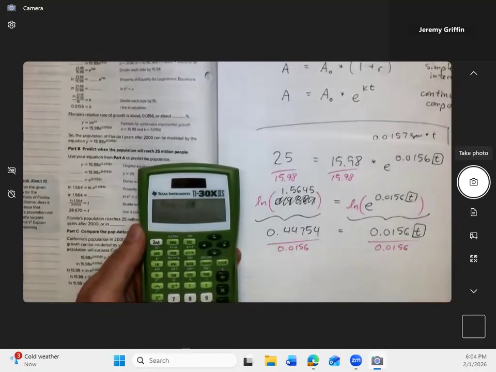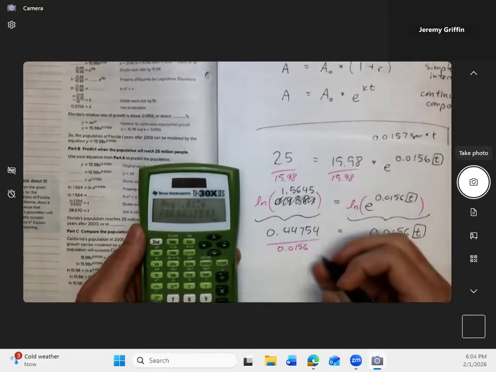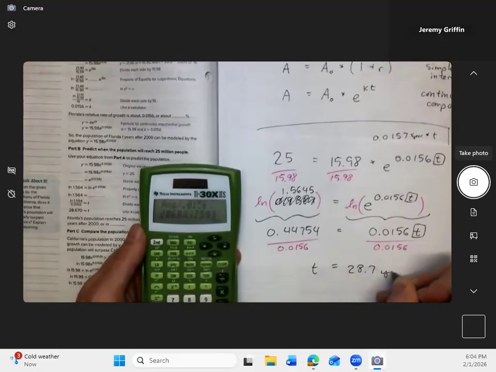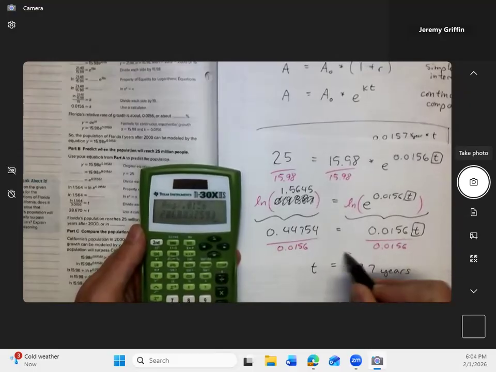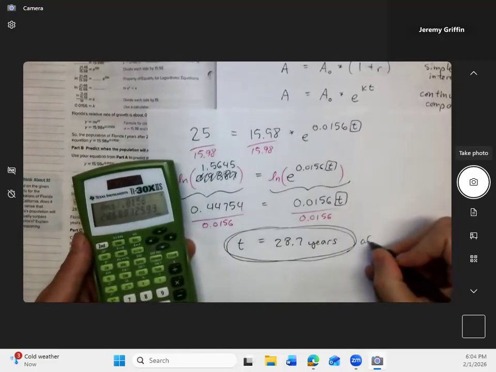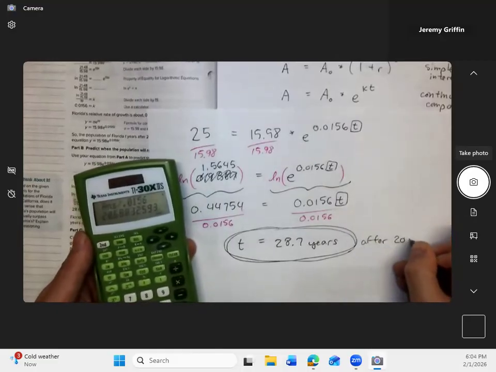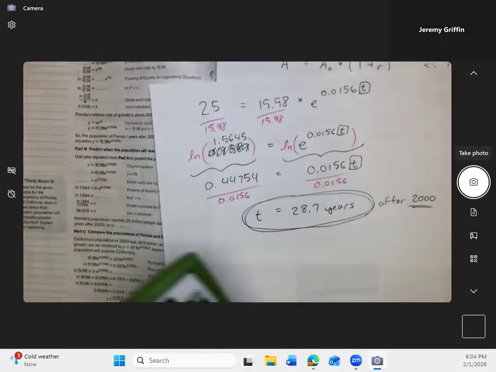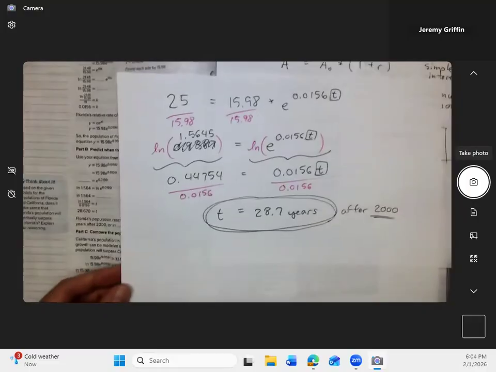Okay, divide by 0.0156. I'm looking at t is approximately 28.7 years. Okay, about 28, 29 years. And this is after the year 2000. So you could probably say the year 2028, 2029, something like that.